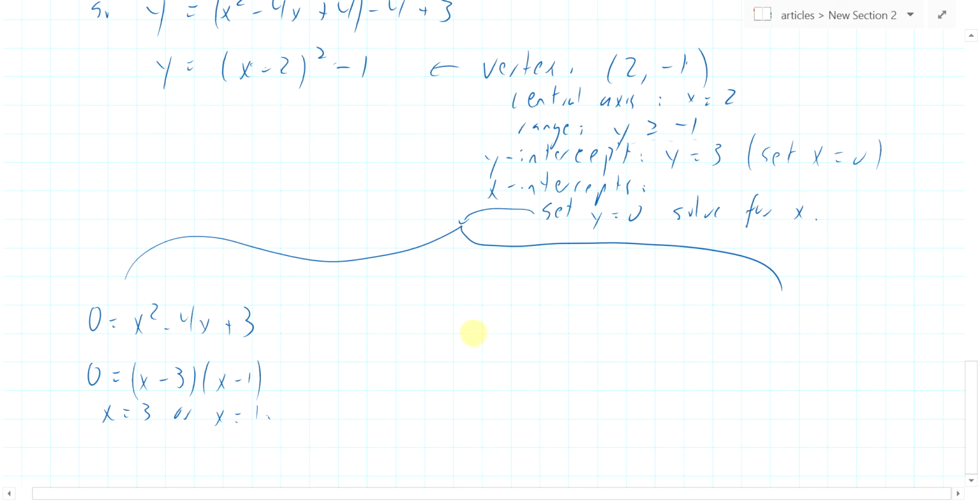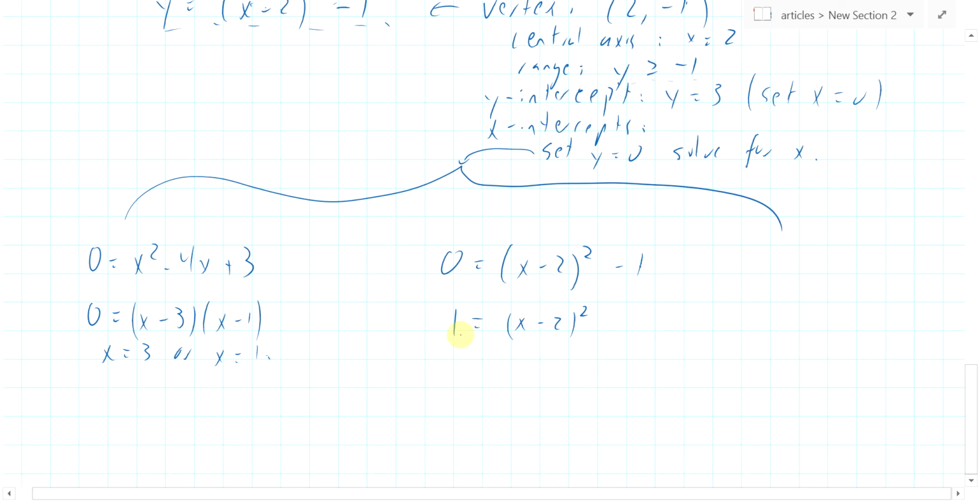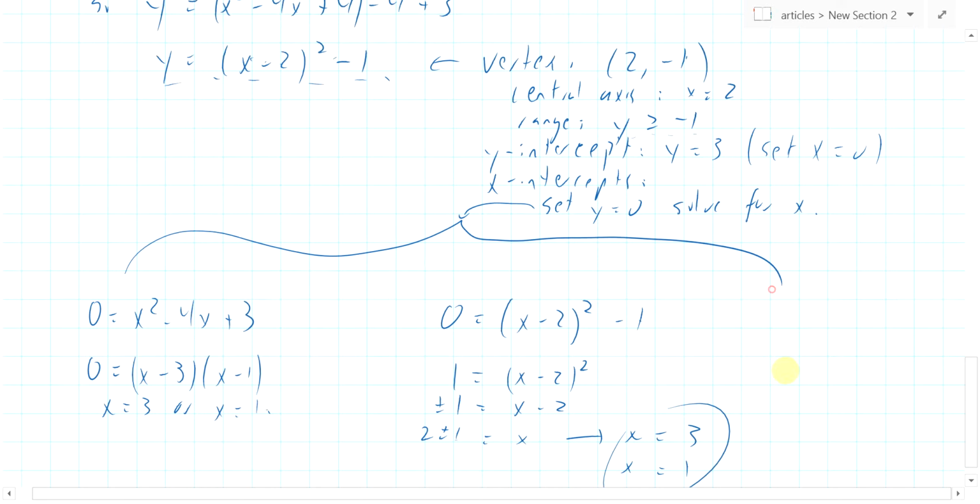Or we could solve it by using this equation. 0 equals x minus 2 squared minus 1. Move the minus 1 over to the other side. 1 equals x minus 2 quantity squared. Take the square root of both sides. Square root of 1 is plus or minus 1. It's a square root, so you've got to pick up that plus or minus 1. X minus 2. And so 2 plus or minus 1 equals x. 2 plus 1 is 3. 2 minus 1 is 1.